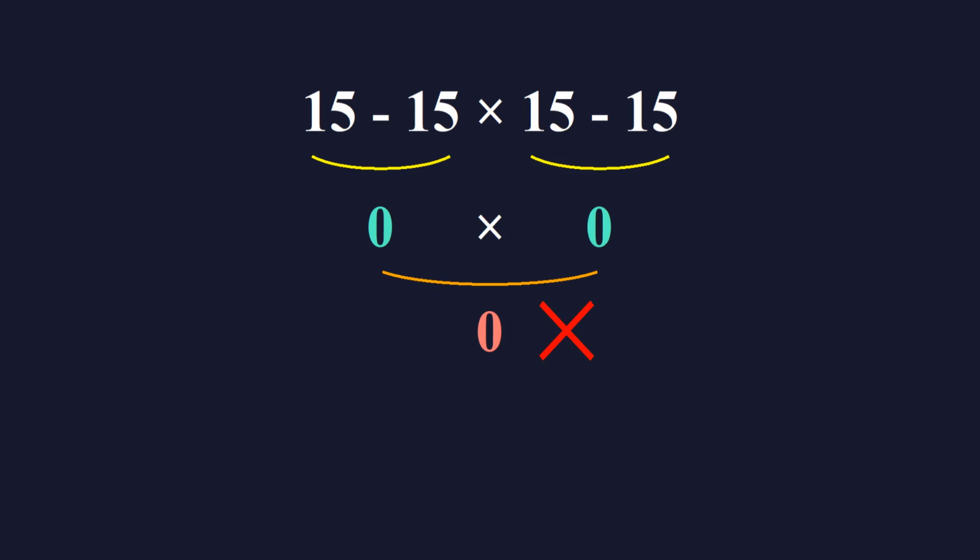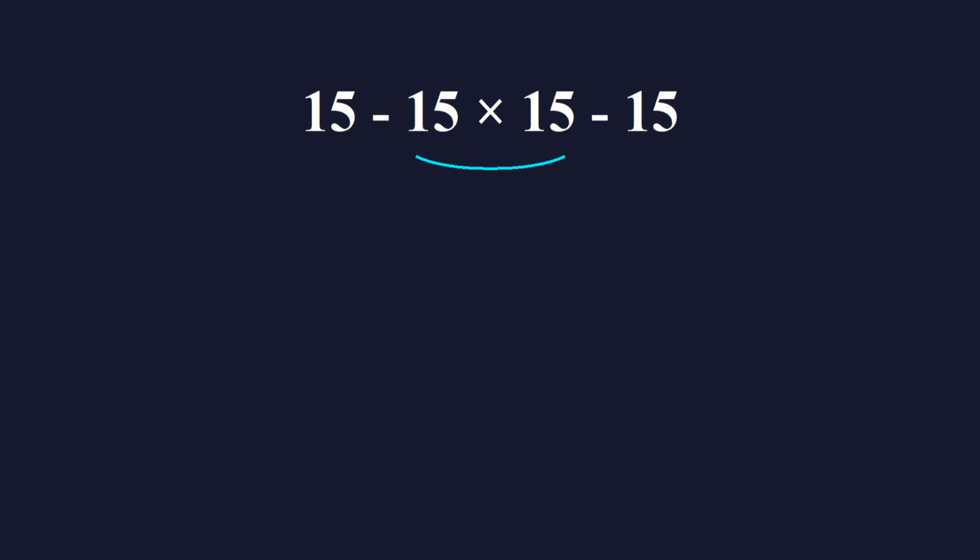But this answer is not correct because according to the order of operations, we must do the multiplication and division, then do adding and subtraction. So first we do this multiplication, then this subtraction, and at last this subtraction. So we have first this multiplication.